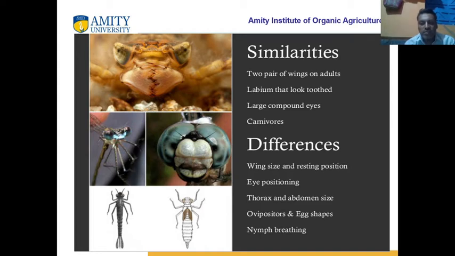Now the differences between the two. The wing size and position is different. The resting position of the dragonfly is different from the damselfly. Eye positioning is different between the damselfly and dragonfly. Thorax and size of abdomen are different. Damselflies have a long elongated abdomen and dragonflies have a strong, broader abdomen. Ovipositors and egg shapes are different. Nymph breathing is different.